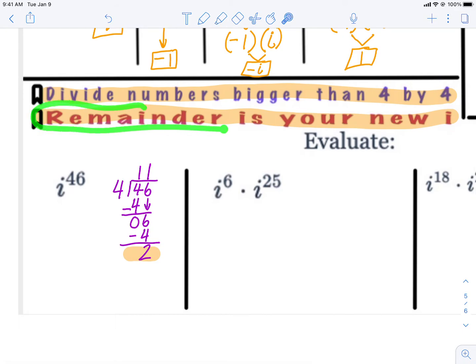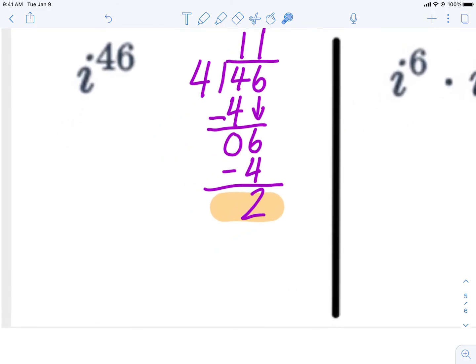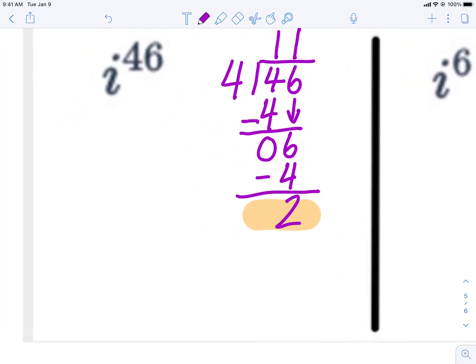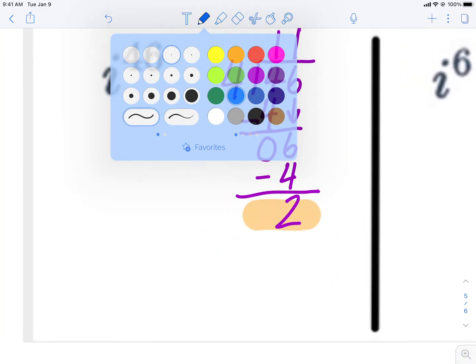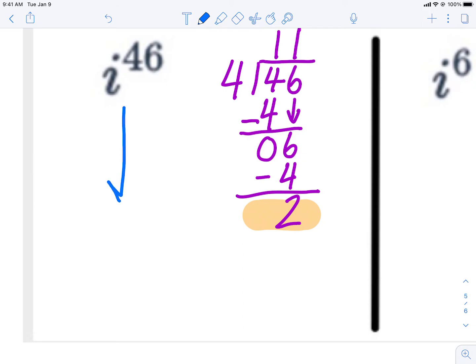Remainder is your new I. That means that this problem right here, I'm going to rewrite it as I to the power of 2. And this is where I got this 2. See? I to the power of 2. That's my new I. And what does I to the power of 2 mean?